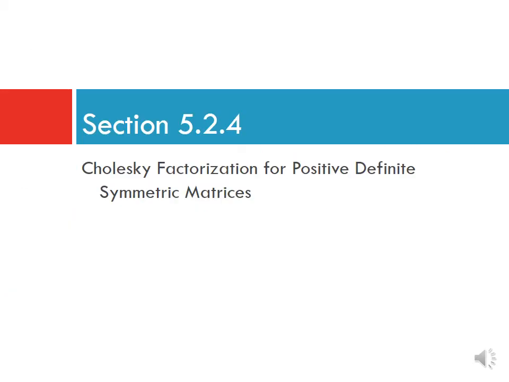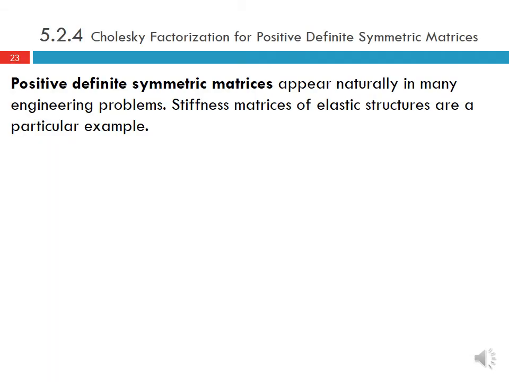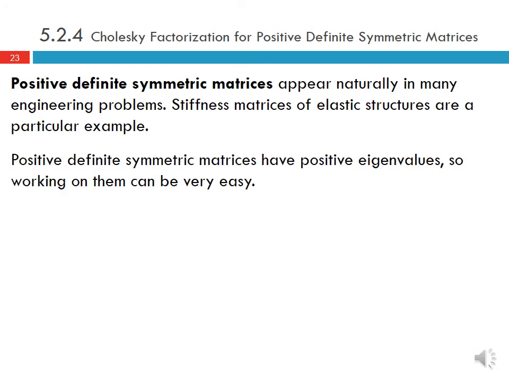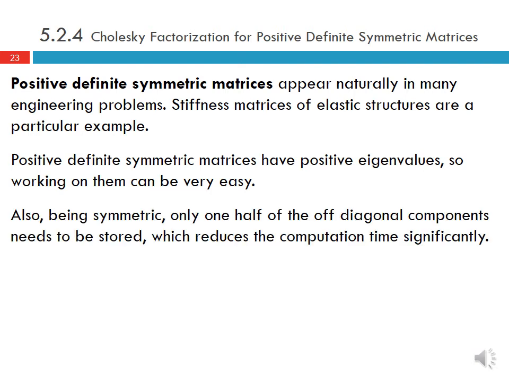So the last thing that we want to introduce here is the Cholesky factorization for positive definite symmetric matrices. Positive definite symmetric matrices appear naturally in many engineering problems. The stiffness matrices of elastic structures are a particular example. Positive definite symmetric matrices have positive eigenvalues, so working with them can be very easy. Also, being symmetric, only half of the off-diagonal components need to be stored, which reduces the computation time significantly.